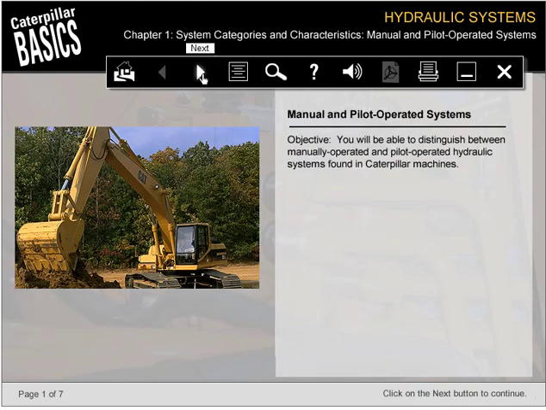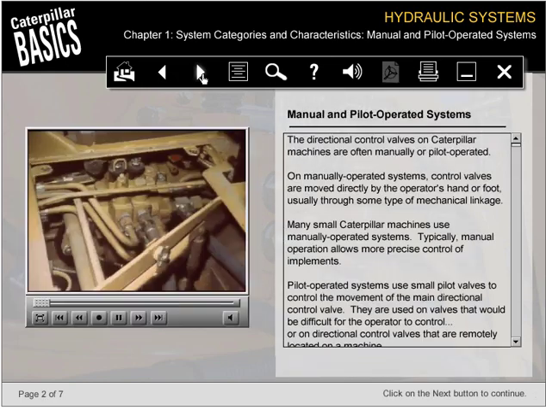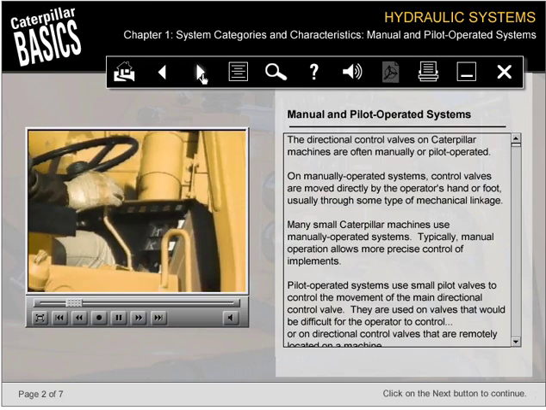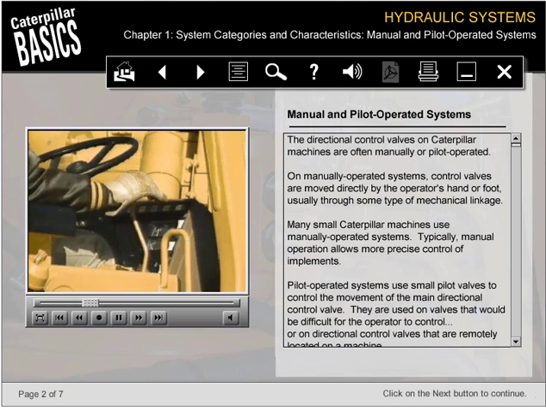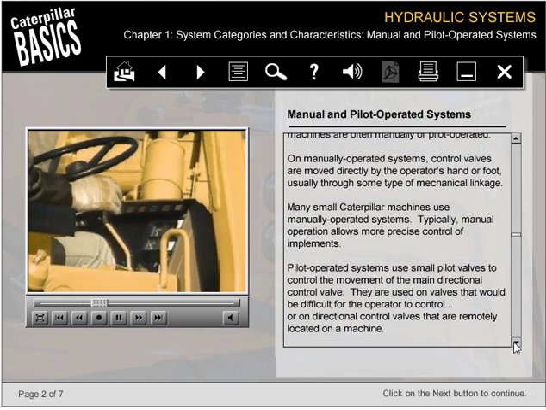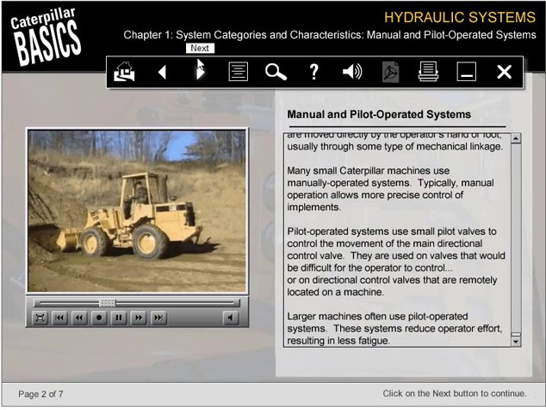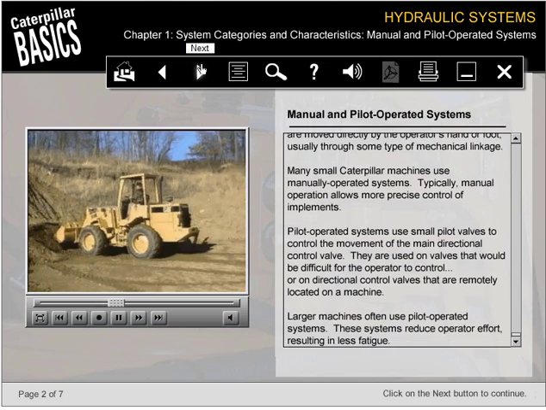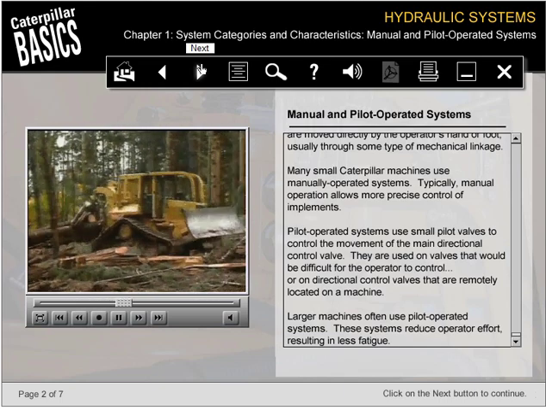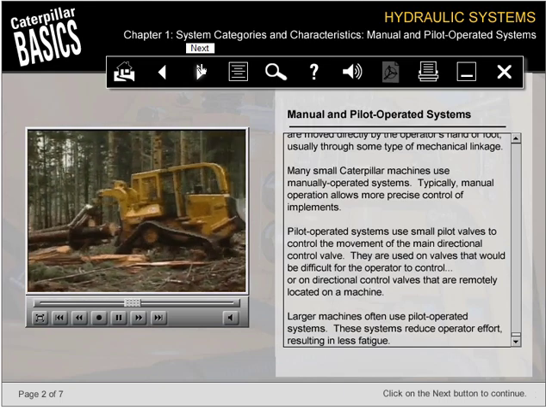You'll be able to distinguish between manually operated and pilot-operated hydraulic systems found in Caterpillar machines. The directional control valves on Caterpillar machines are often manually or pilot-operated. On manually operated systems, control valves are moved directly by the operator's hand or foot, usually through some type of mechanical linkage. Many small Caterpillar machines are manually operated systems. Typically, manual operation allows more precise control of implements.